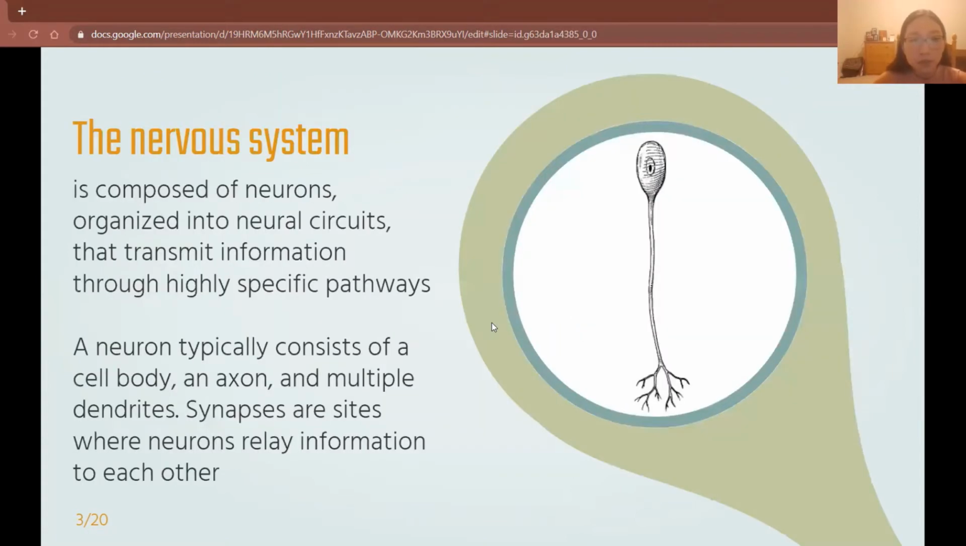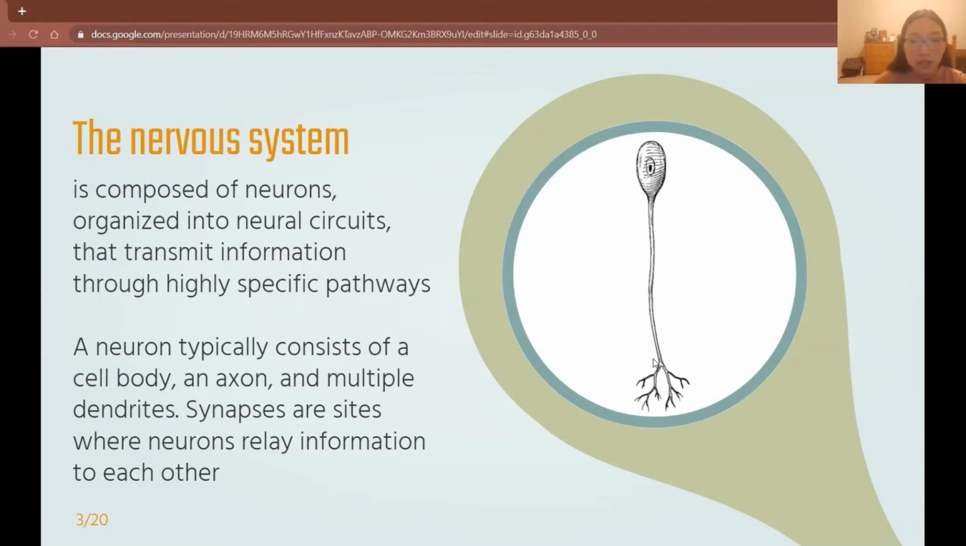If you're unfamiliar with neuroscience, the nervous system is composed of neurons that transmit information throughout the body. In order to do that, neurons work together in neural circuits and follow very specific pathways. Neurons generally have a cell body, seen here, an axon, and multiple dendrites. For leeches, there isn't a structural distinction between axons and dendrites, so we'll be referring to those as neurites.